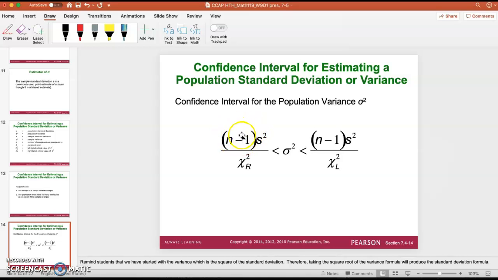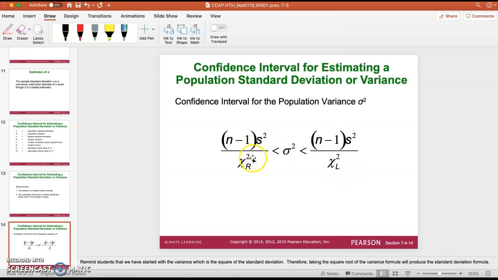So notice you've got the degrees of freedom times that sample variance divided by the right-tailed critical value for chi-squared. And then the upper limit is actually still degrees of freedom times standard deviation squared, or the variance of the sample, then divided by the left-tailed critical value from chi-square.